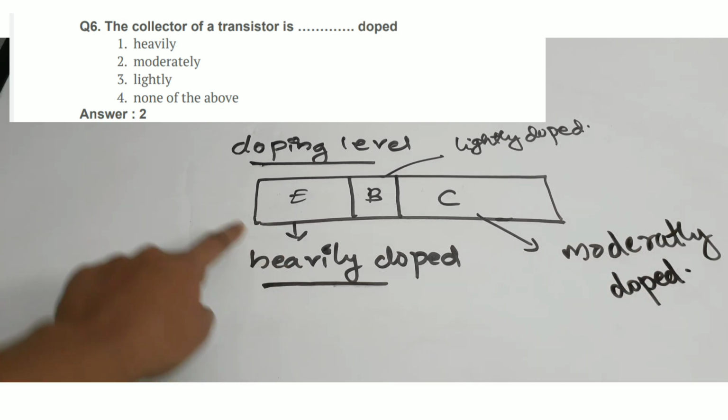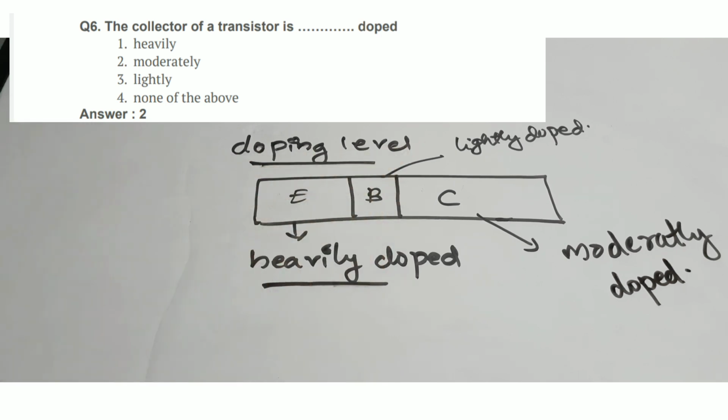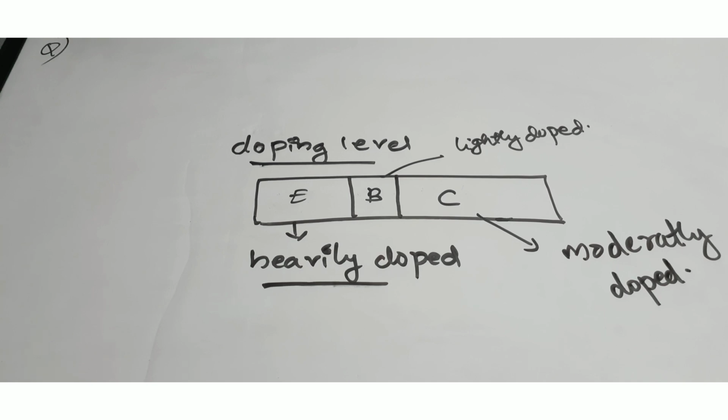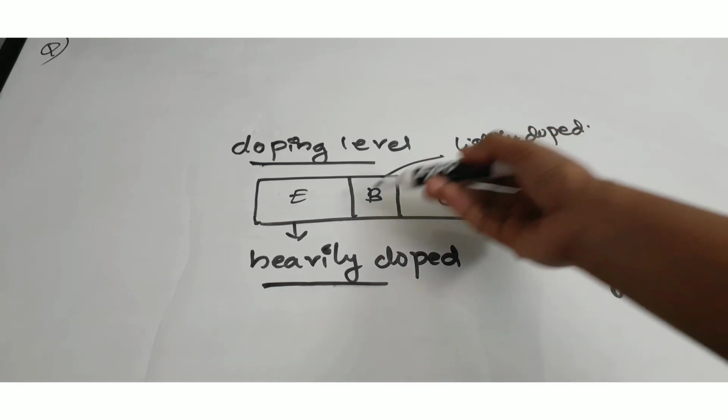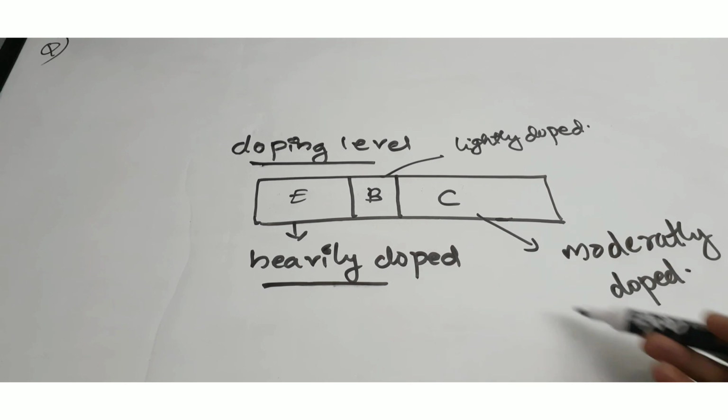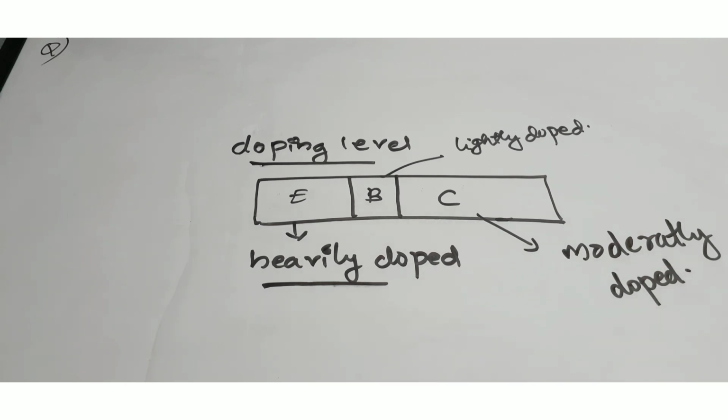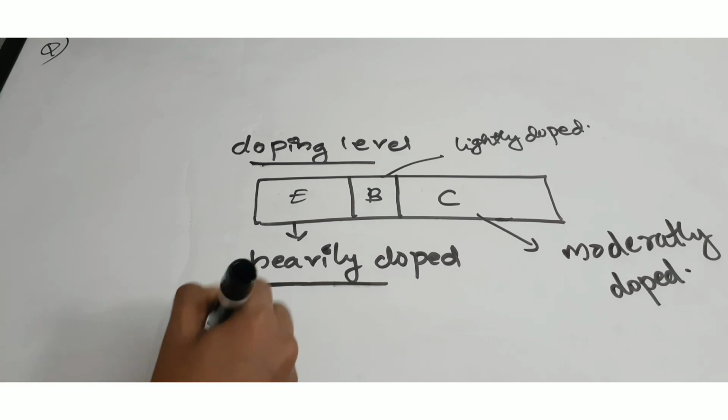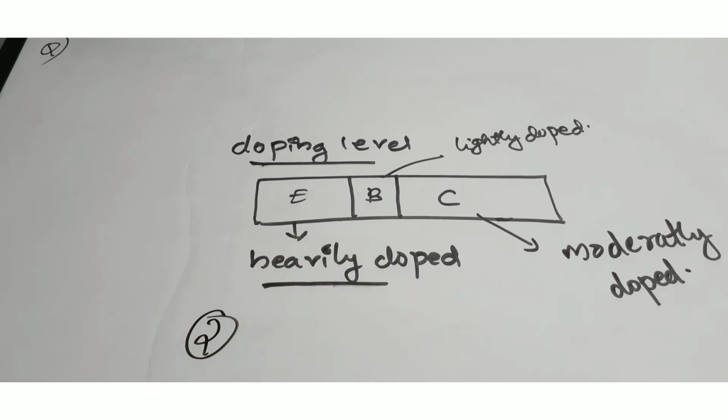The heavily doped one is the emitter. The base is lightly doped, and it is acting as a junction between the emitter and the collector. So the base is very lightly doped and the collector is moderately doped. The question is asking about the collector of a transistor, and it is moderately doped. Just draw this figure somewhere, it will be very useful for you. Correct answer is 2, that is moderately doped.